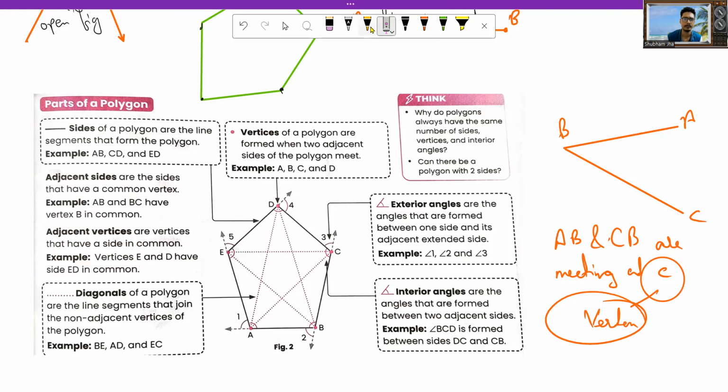Now let's say this is an enclosed figure. Let's enclose it first. Now this is a side AB. This has two ends. In an enclosed figure, the vertices which have a common side are the adjacent vertices.